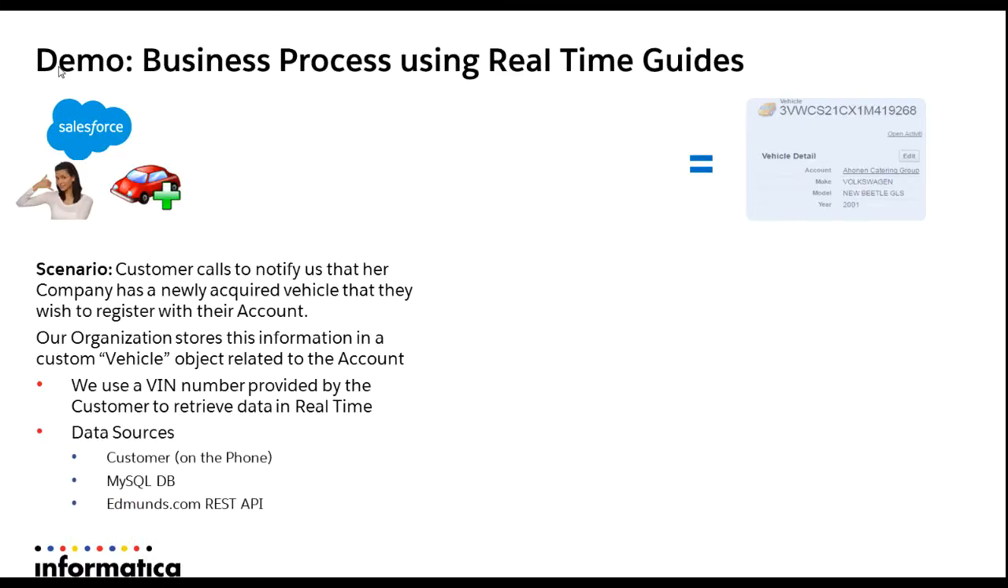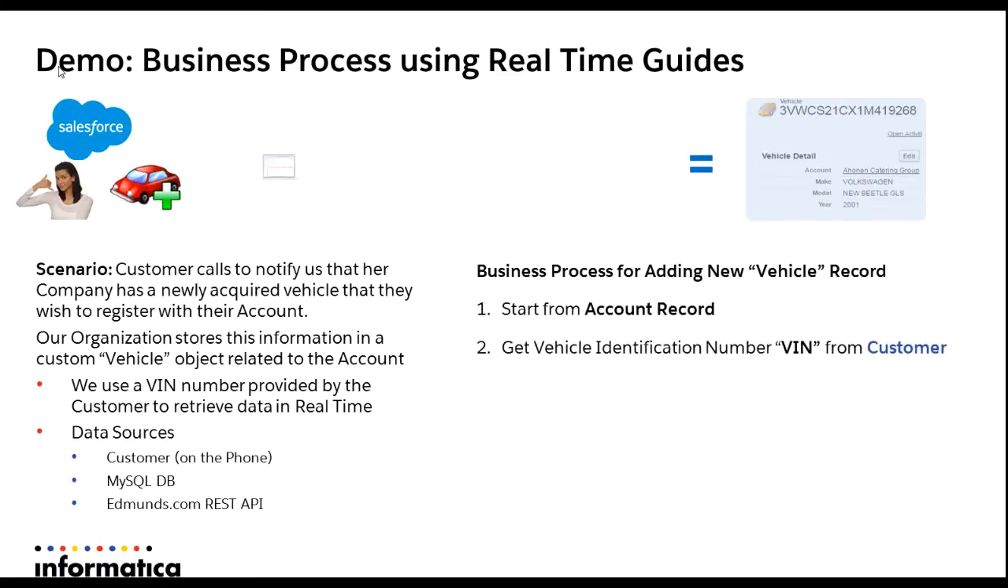We actually have an on-premise database of VINs, as you saw earlier, that VIN data information. So we're going to use the data from the customer on the phone. We're going to access that database, and then we're going to also throw in a call to a web-based REST API, Edmunds.com. In this case, they're a provider of vehicle information services.